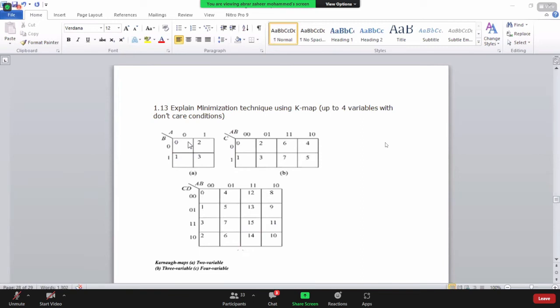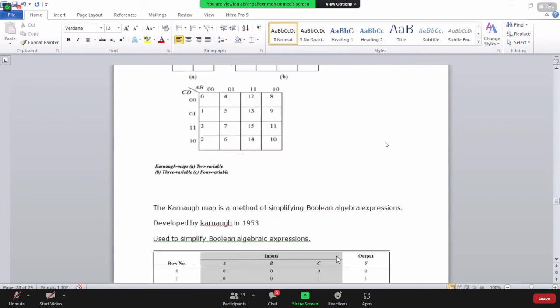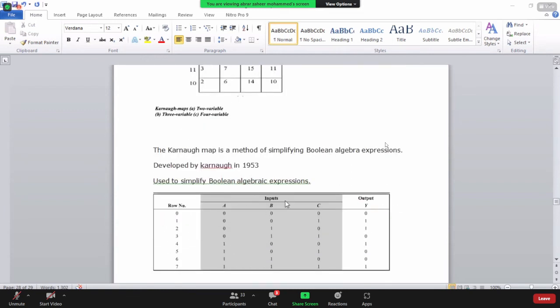These are the different types: 2 variable K-map, 3 variable, and 4 variable K-map. Then we can put the values in them, and we can simplify any Boolean expression. Suppose this is a truth table for the 3 variables A, B, and C, and the output Y is 0 or 1. If you want to put these values in the K-map, how do you put them?